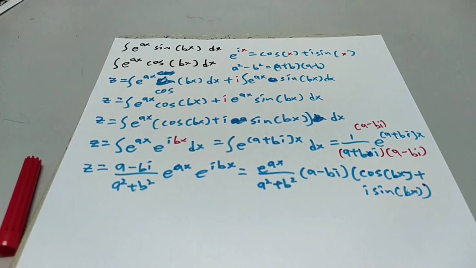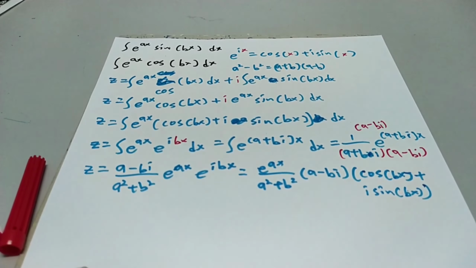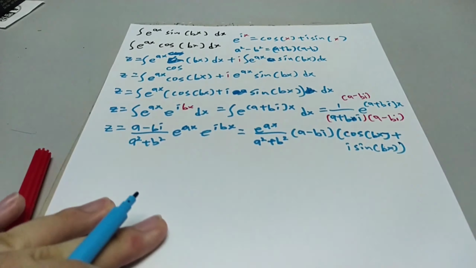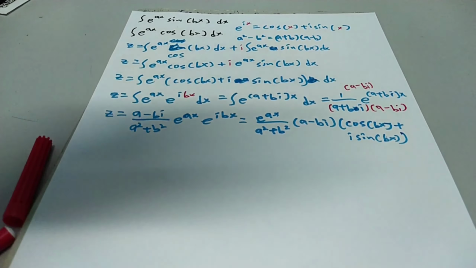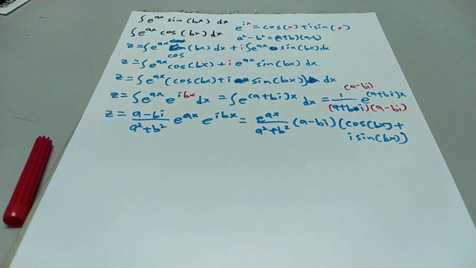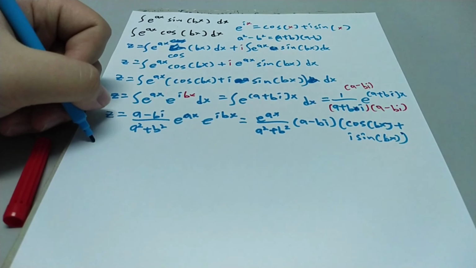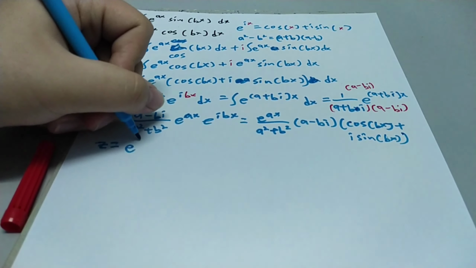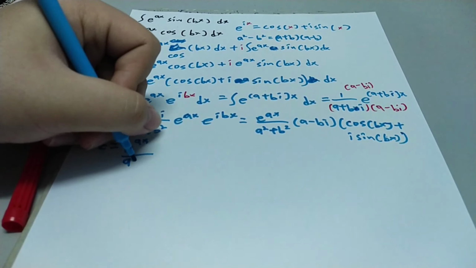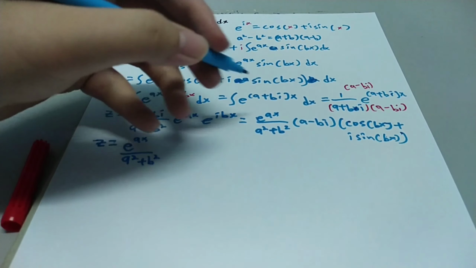And then we can expand the multiplication between these two expressions, which is a minus bi times cosine of bx plus i times sine of bx. So z is equal to e power of ax over a squared plus b squared.